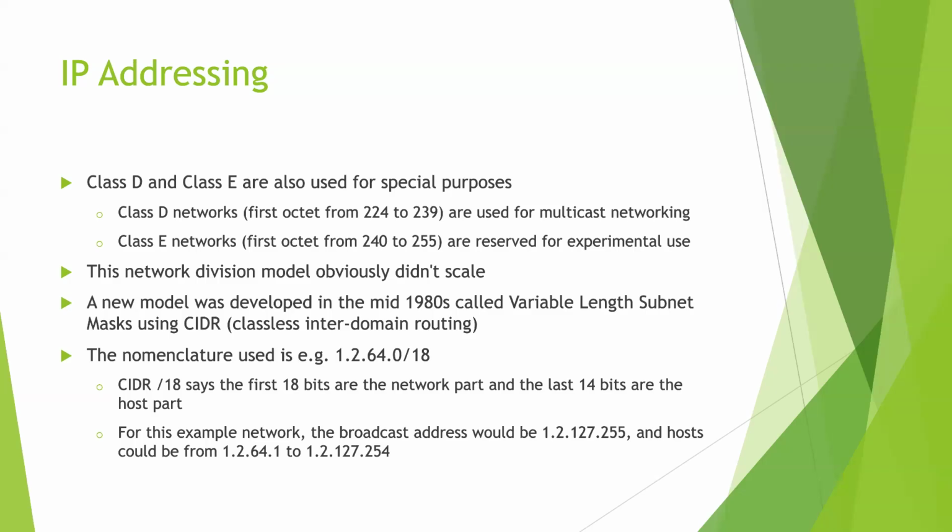The basic idea is you take your IP address and you chunk off however many bits you want for the network part and for the host part. So in my example here, I have network 1.2.64.0/18. So that says for this particular network, 18 bits are going to be the network part, and the rest of them are going to be the host part. So in this case, the broadcast address would be 1.2.127.255. Remember, all ones in the host part. And host could be anywhere from 1.2.64.1 to 1.2.127.254. Okay, you see how that works?